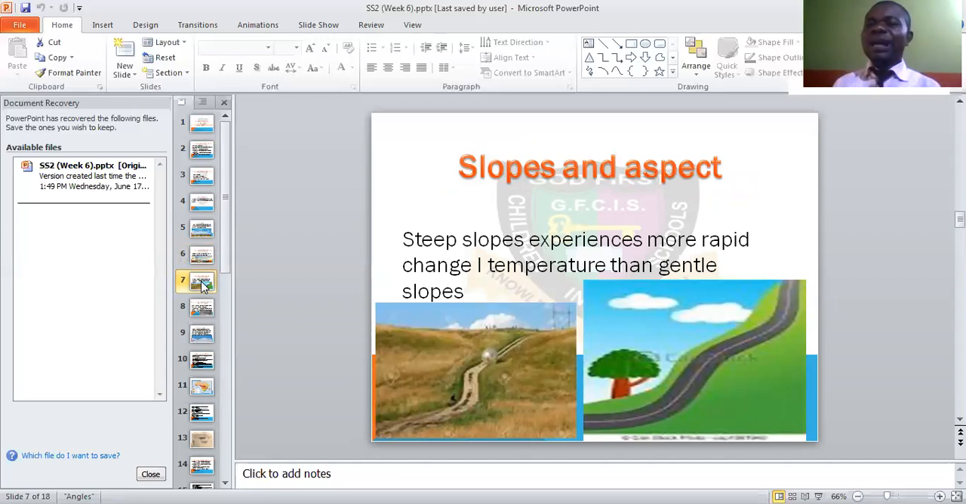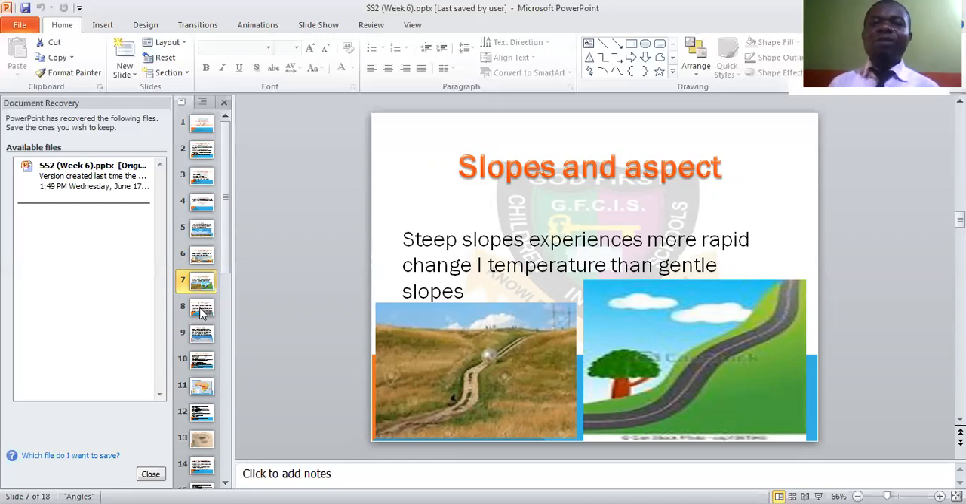Then slopes and aspects. Steep slope means slopes that are very sharp. Gentle slope means they are very slow, they are not sharp. So the steep slope experiences more rapid change in temperature. Temperature could be low and immediately become high, compared to a gentle slope. The gentle slope has a change in temperature slowly too. This is a gentle slope, this is a steep slope that you are seeing here.